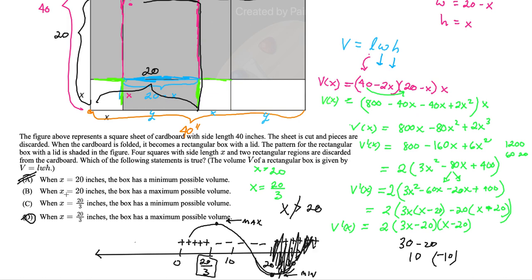Now let's see. When x is 20, the box has a maximum. No, the x can't even be 20. When x is 20 over 3, the box has a minimum possible value. No, the box has a maximum possible value at 20 over 3. So it's not this one. It is D for sure.